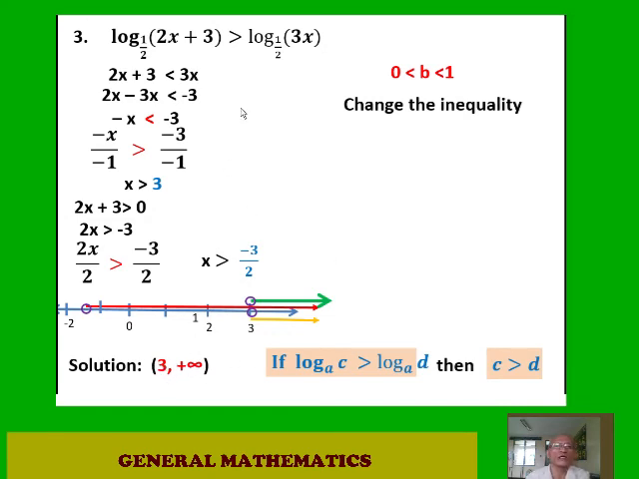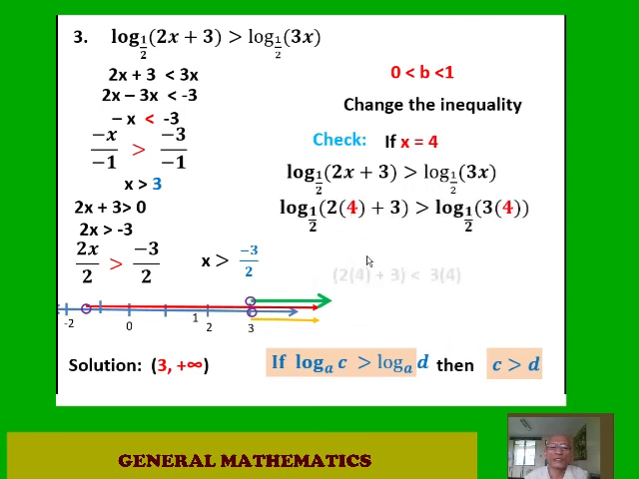So let us check our solution. If x is 4, 4 here is included in the solution set. What will happen if x is replaced with 4? So replace x with 4. 2 times 4 plus 3 is 11. And omitting the log, because the base is less than 1, change the direction of the inequality. So greater than becomes less than, then simplify. 8 plus 3, 11. 11 less than 12, which is true. It is because 4 is included in our solution set.